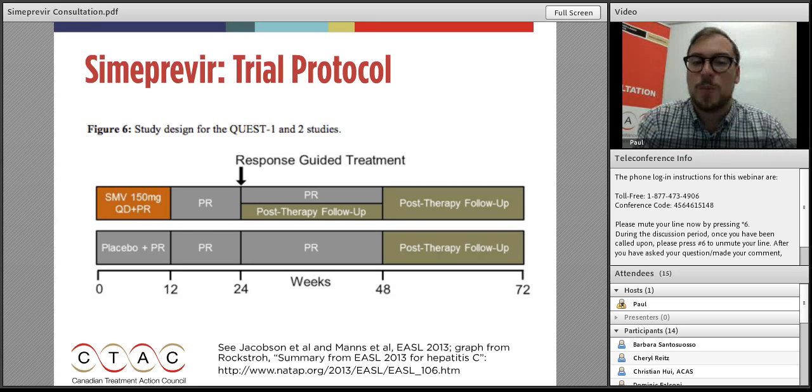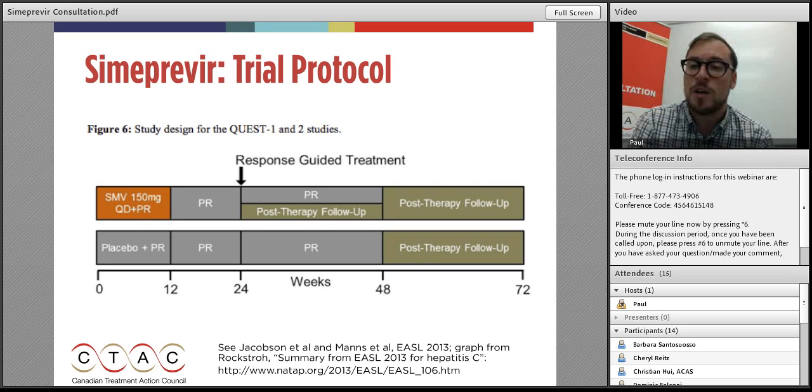Those folks who had response-guided therapy were then given post-treatment follow-up until the 48-week mark, as well as the 72-week mark. People who were not able to meet those undetectable HCV thresholds were still given ribavirin and pegylated interferon for the duration of 48 weeks, as was the case in the placebo arm. And the placebo arm, importantly, was ribavirin and pegylated interferon.